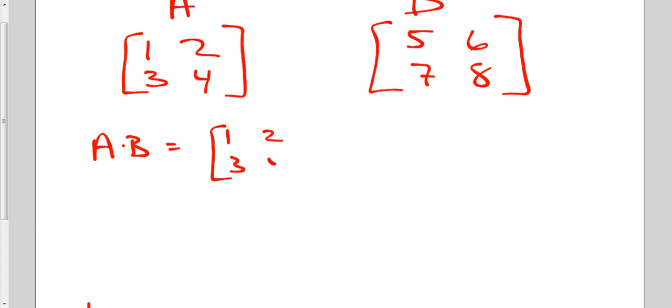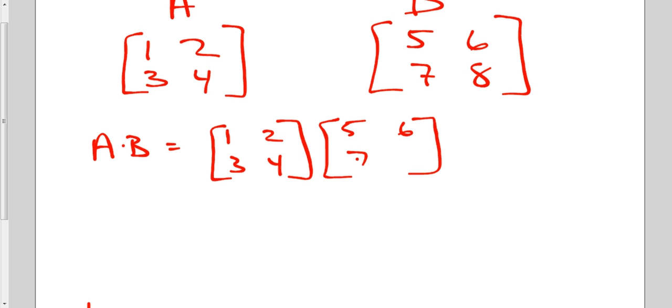It helps if I just write them together. 1, 2, 3, 4, 5, 6, 7, 8. And we're going to do it just like we did the boat problem. 1 times 5 plus 2 times 7. 5 plus 14 is 19, right? That goes here. Now, I'm going to do 1 times 6 plus 2 times 8.